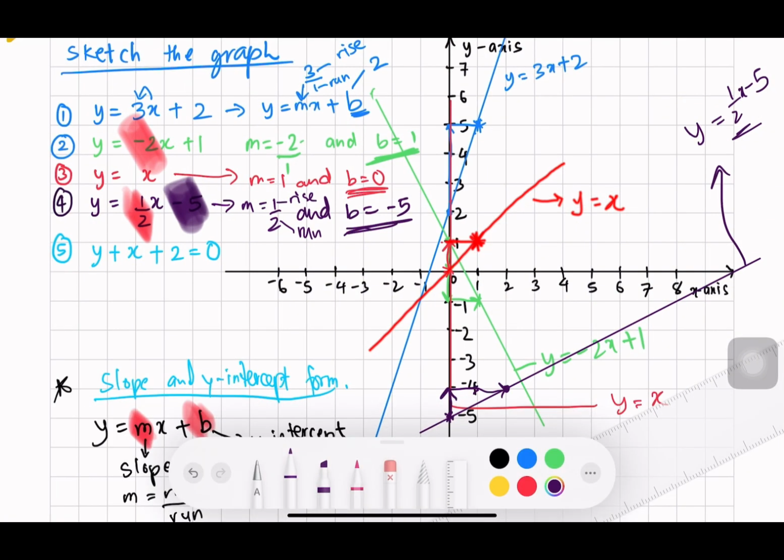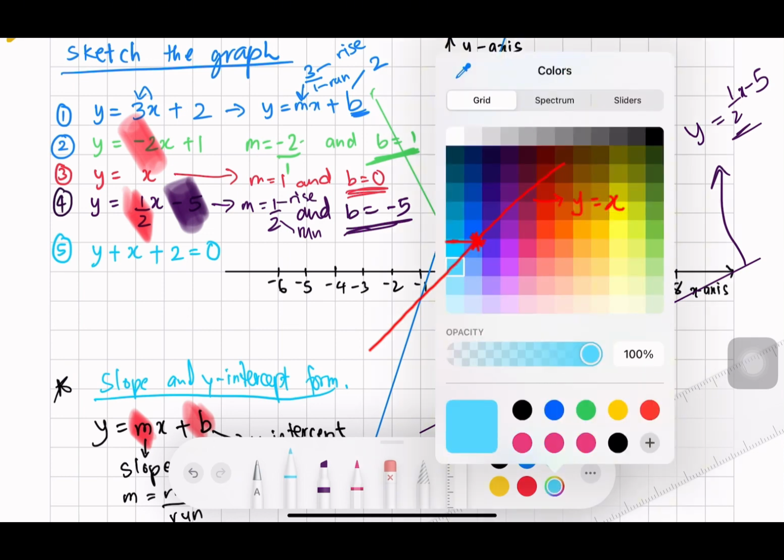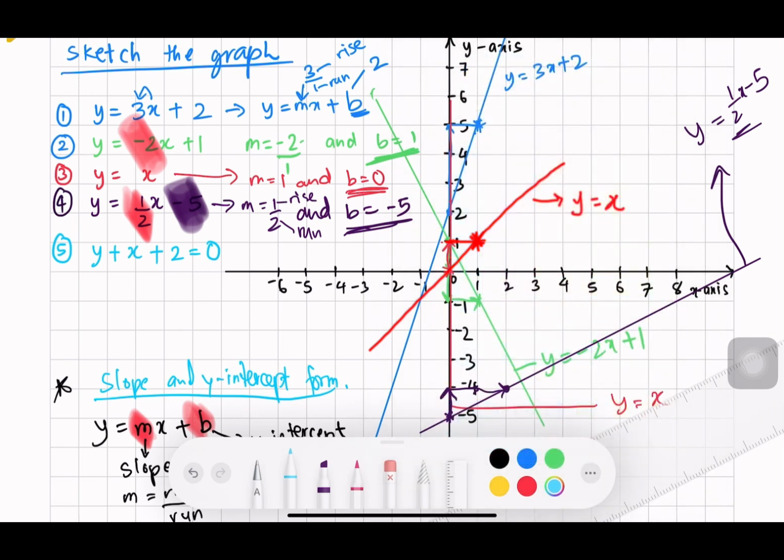Now sometimes you also encounter a question where it is not arranged. We cannot directly get out the y-intercept or the slope, so what you have to do is arrange. So make y alone, so y equals everything you take to the other side. So x will become negative x, plus 2 will become minus 2. Then from here you can take out your m value and your y-intercept.